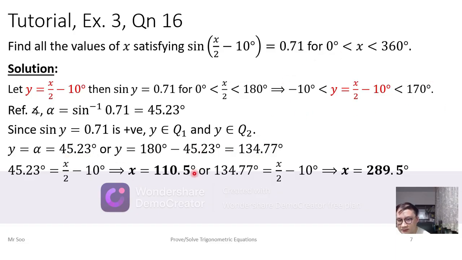Then I can go and find my x. Same thing, when you get your x, the answers 110.5 and 289.5 degrees, make sure they fall within 0 to 360 degrees. The last thing you want to do is substitute back into the given expression. Sine bracket 110.5 divided by 2 minus 10 degrees, close the bracket, and press the equal sign. I should get about 0.71. The same thing for 289.5 degrees: I substitute back here and should get approximately 0.71.